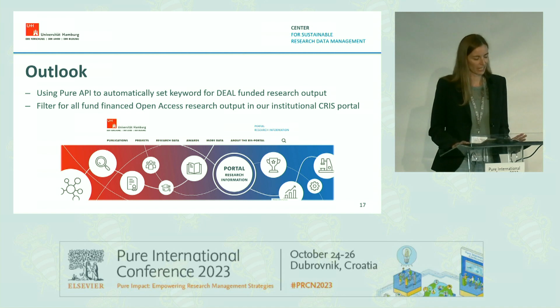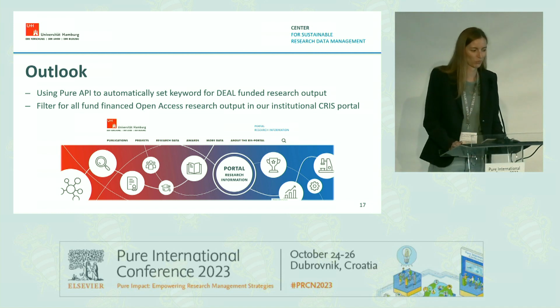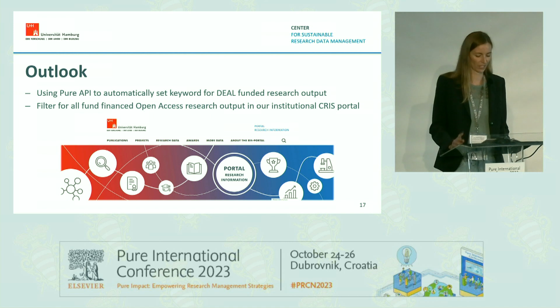So future ideas, so of course we also want to use the Pure API to automatically set a keyword for deal-funded research output, but this is a bit more tricky because you need to know the journals, and also you need a filter for gold open access publications. The other idea will be a bit easier, to have a filter for all fund-financed open access research output in our institutional CRIS portal. I think there will be something that will come soon.